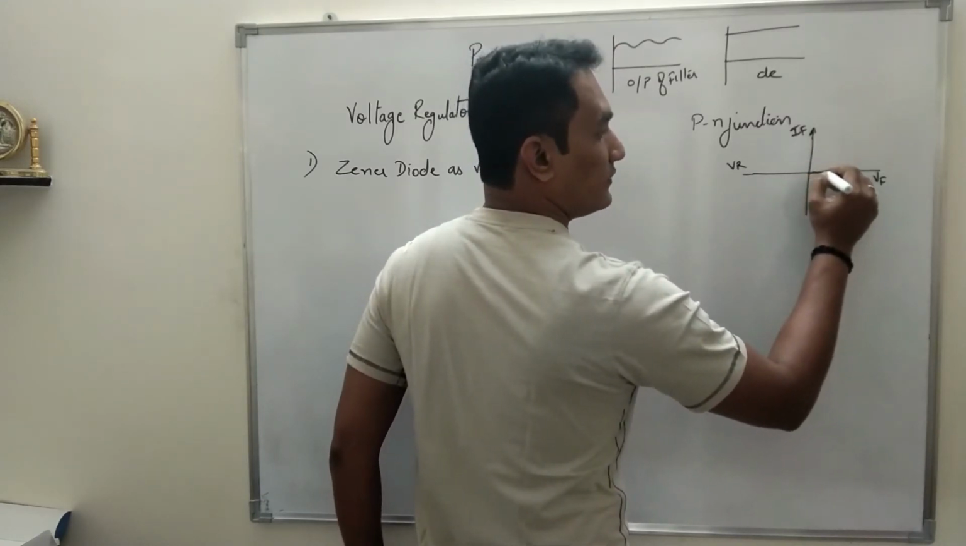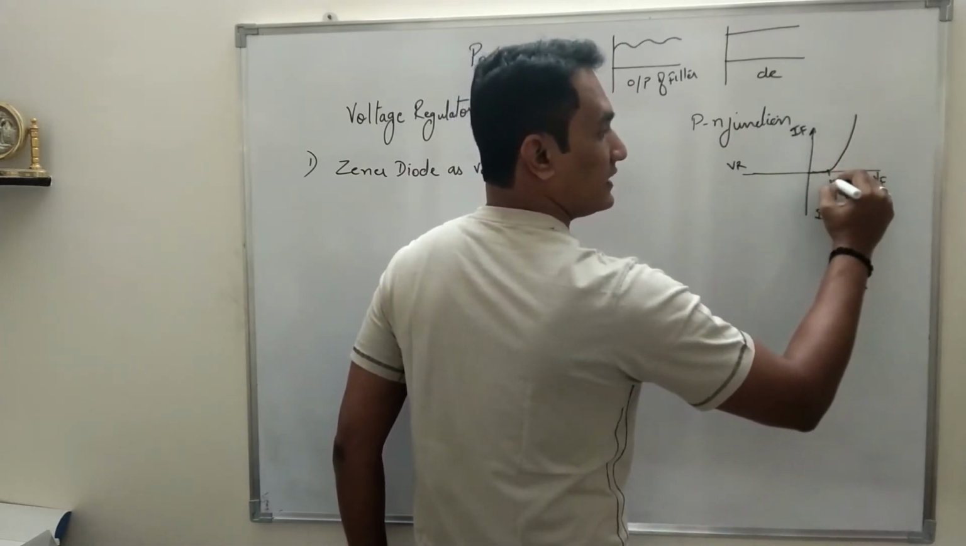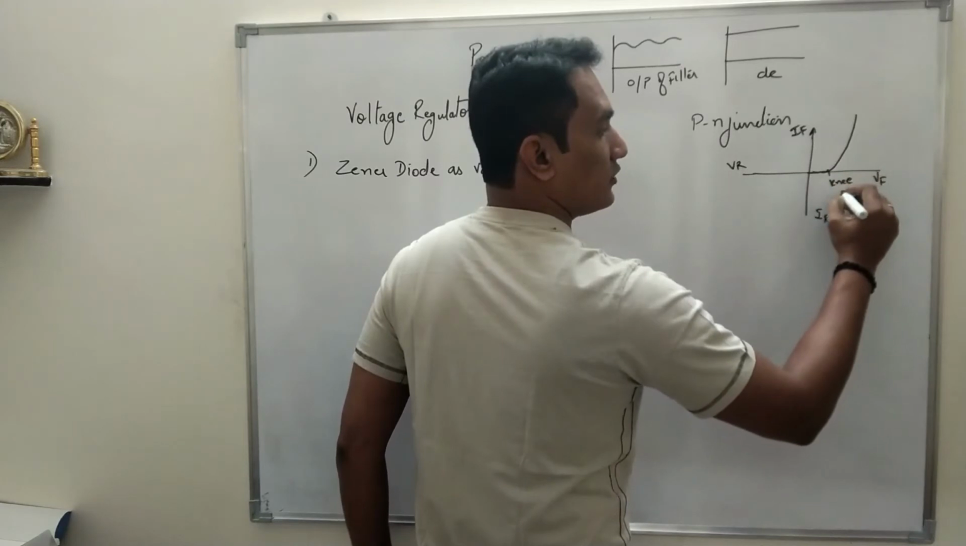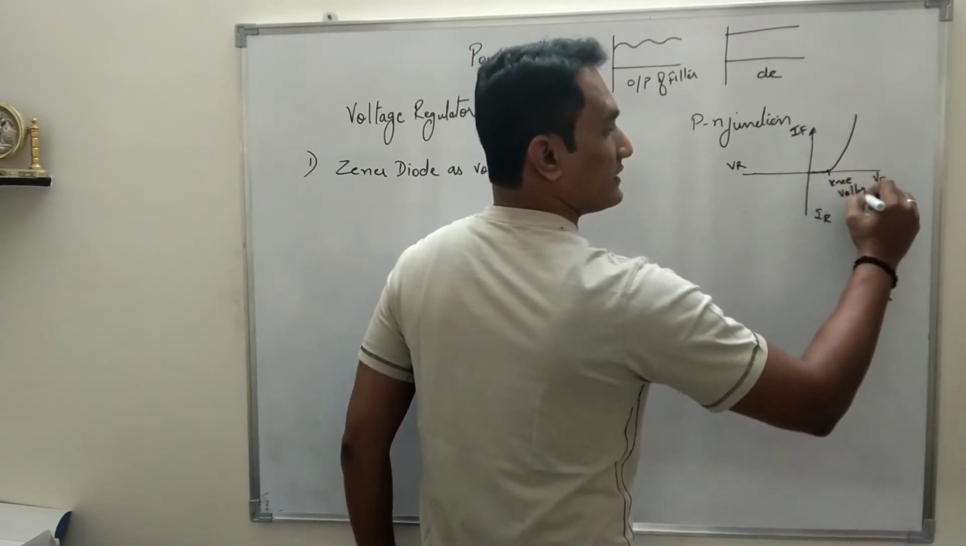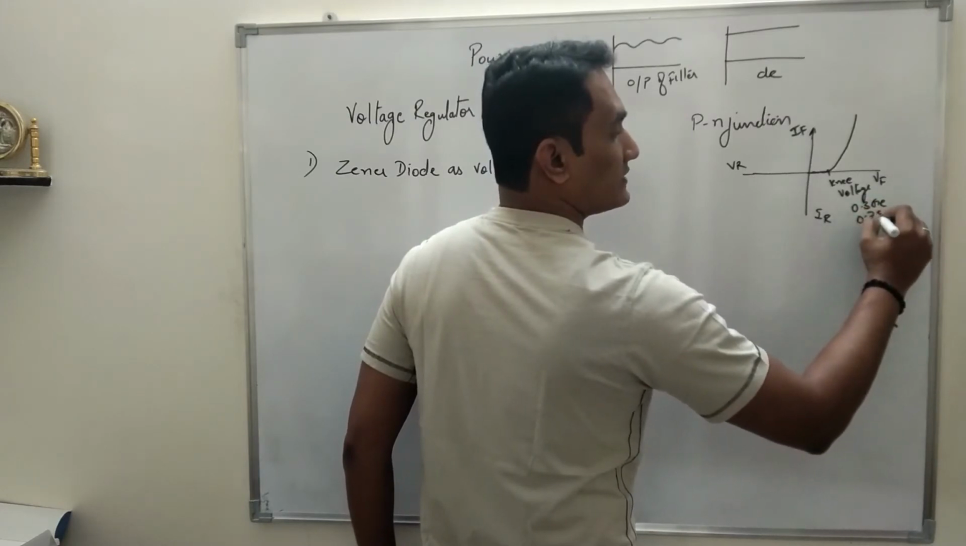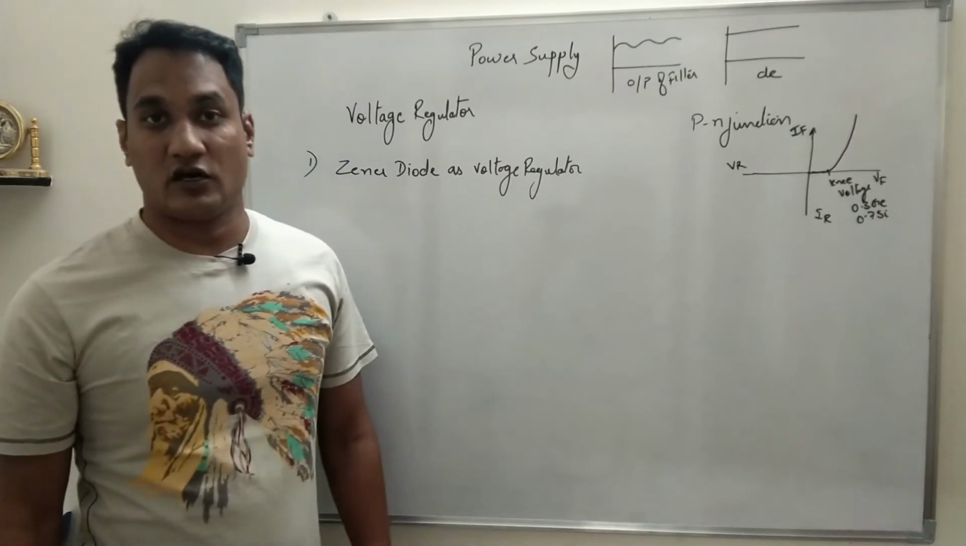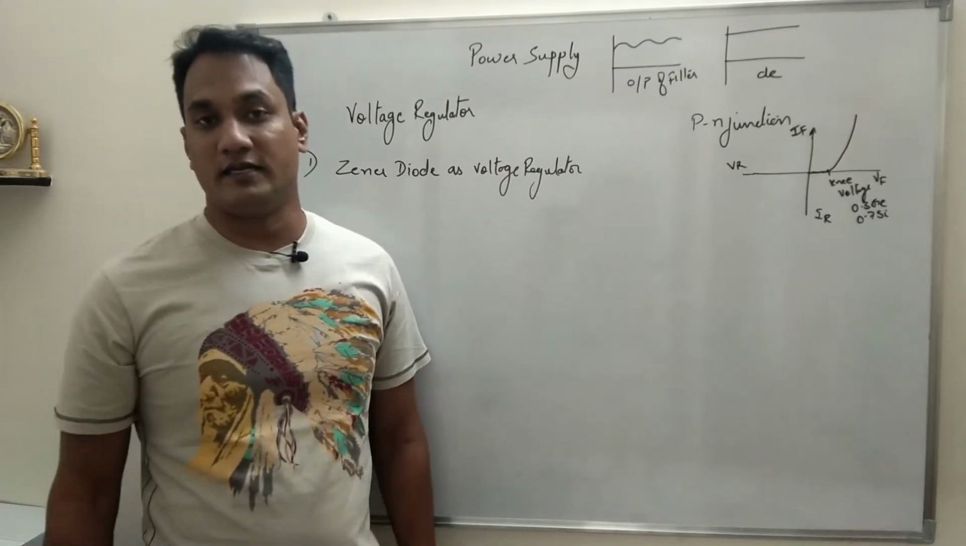At some point it will vanish and then current starts flowing through the PN junction diode. The potential at which this happens is called the knee voltage, which is 0.3 for germanium and 0.7 for silicon. So this is the forward characteristics of a normal, ordinary PN junction diode.